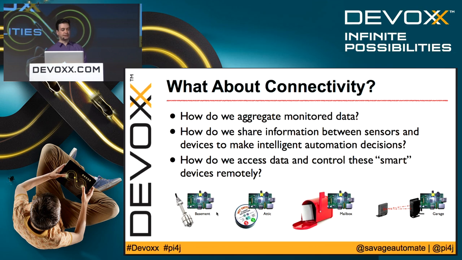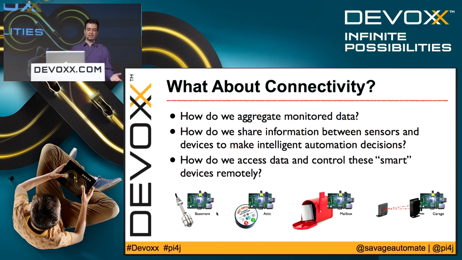But in a real world scenario, I talked about a variety of different locations. I talked about a basement, garage, mailbox way out there, attic where the HVAC system is. So more than likely, we're going to have distributed systems throughout our home. Maybe multiple Raspberry Pis running these programs independently. So we need a way to aggregate all this monitored and sensed data. We need to share information between sensors, because if we're going to perform any kind of intelligent functionality, we've got to share information between these devices.